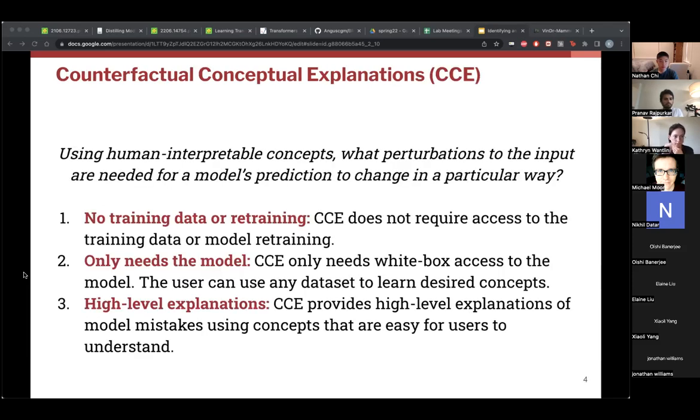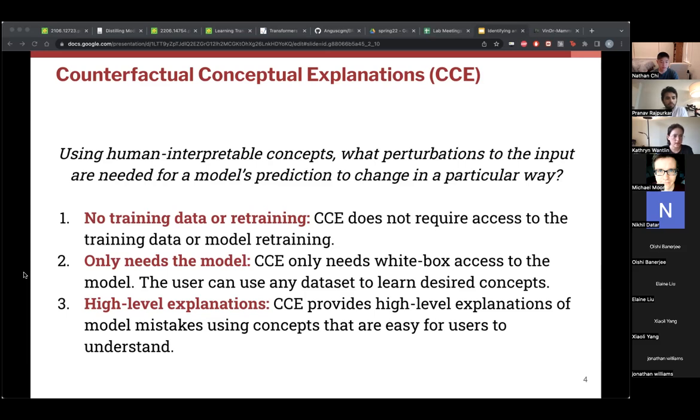So the first paper that I'll talk about takes the approach called Counterfactual Conceptual Explanations, called CCE. The headline for it basically being it's using human interpretable concepts, trying to understand what perturbations to the input based on these concepts are needed for the model's prediction to change in a particular way, more specifically to change to be the correct label. So some key advantages of this particular approach is that there's no training data or retraining needed.